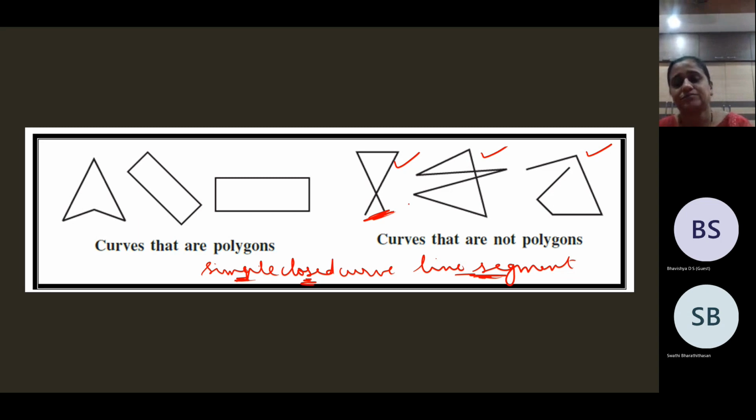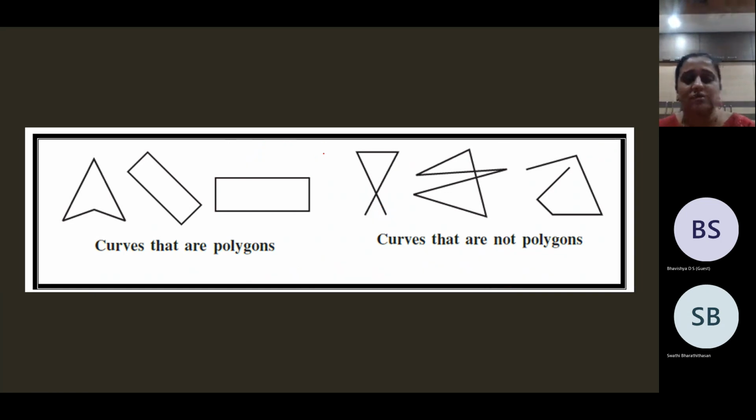Is this simple? No, because it's intersecting itself. Is it closed? No, it's not closed because the starting point and the ending point are not the same. But it's made up of line segments. If you start here, you end here, so the start and the end point are not the same. It's not closed, and it's not simple because it's intersecting itself. It's only made up of line segments. So this one is not a polygon.